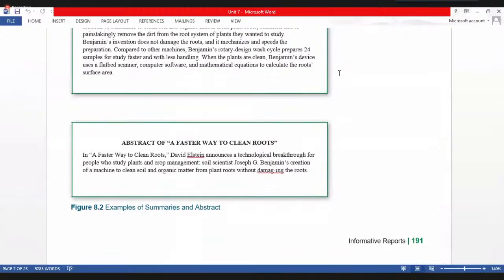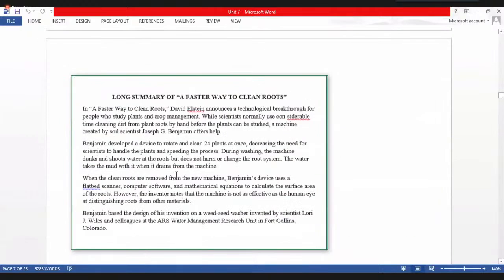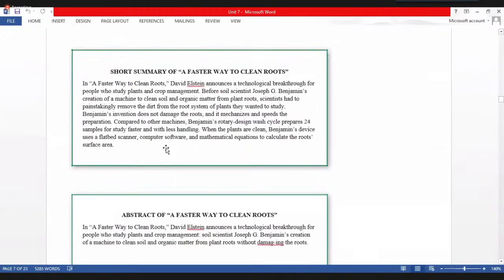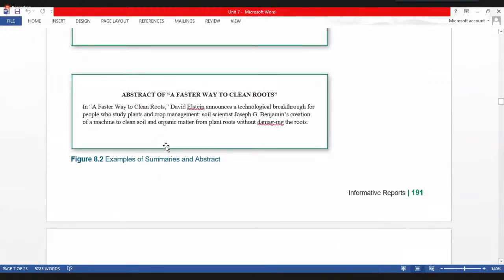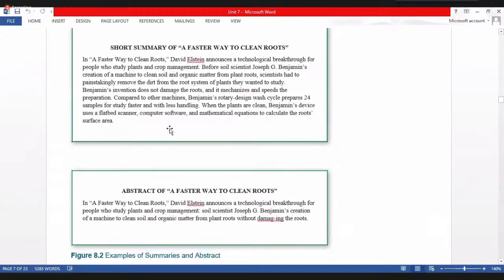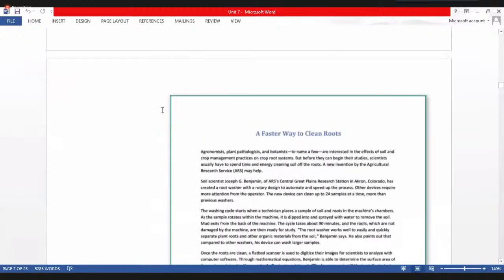Clear? So here what you find: the long summary is in detail, the short summary is in brief, and the abstract is smaller than the summary. This is what I want to show you here. It means the abstract is always shorter than the summary. Then what we write in the summary and what we write in the abstract, that you need to understand.